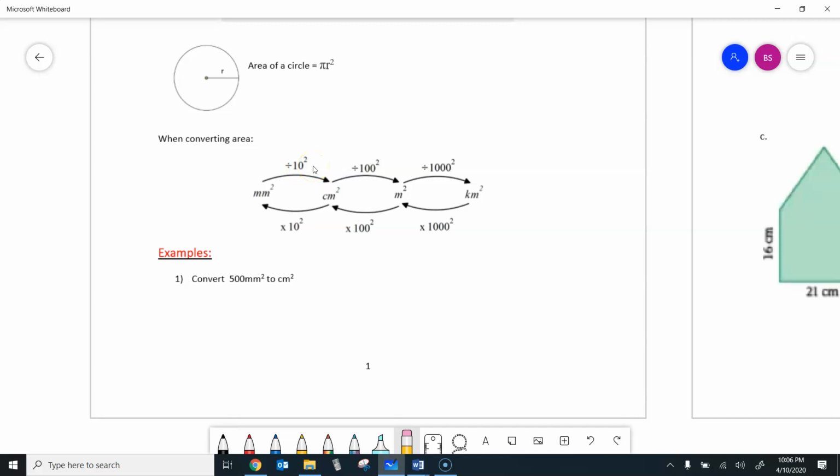So 500 millimeters squared. To get to centimeters squared, we divide by 10 to the power of 2, which gives us, you can do that on your calculator or in your head, 5 centimeters squared. So we're just going from here to here. Make sure you include the units. And the other way, if we were going from centimeters squared to millimeters squared, you'd times by 10 to the power of 2. And then you've got the other conversions here as well.